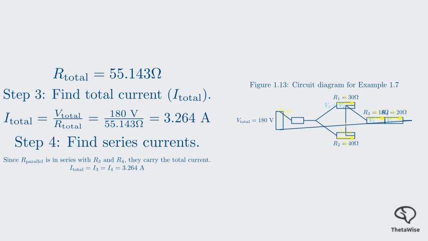Notice we've already found two of our branch currents. Now we need to find the currents I1 and I2, which flow through the parallel branch. To do this, we first need to find the voltage across the parallel branch, which we'll call V parallel.